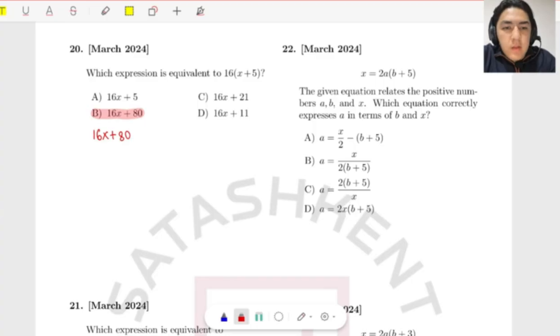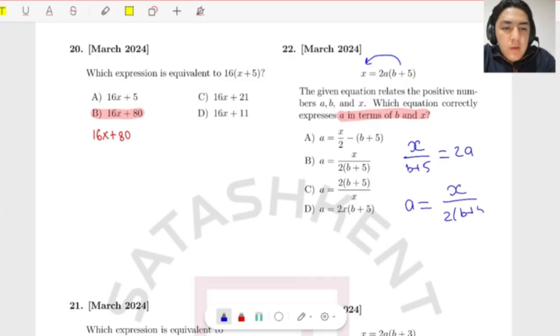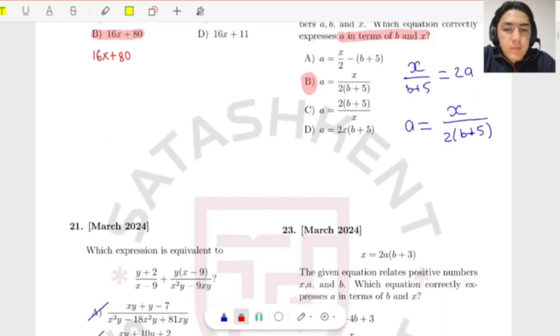So question number 22. Here we have to find A in terms of B and x. So x is what? Okay, let me do one thing. I'm going to divide that part by x. X divided by b plus 5 is 2a, and I'm going to divide everything by 2 as well. So a will be x over 2b plus 5. So the answer is B now.